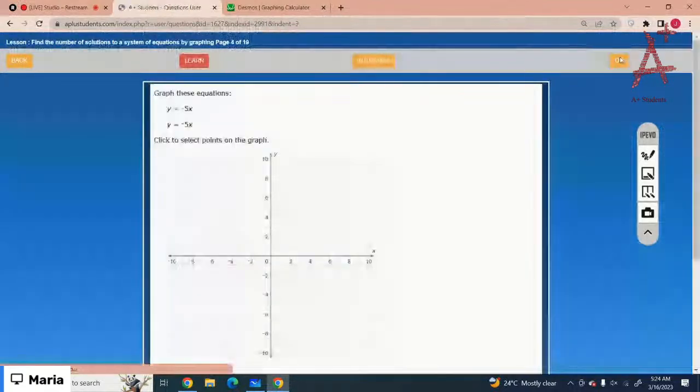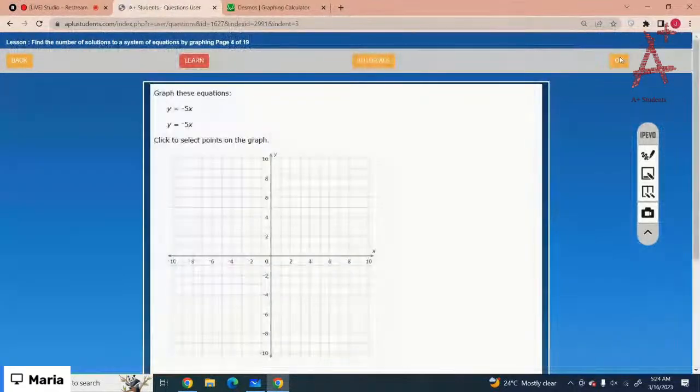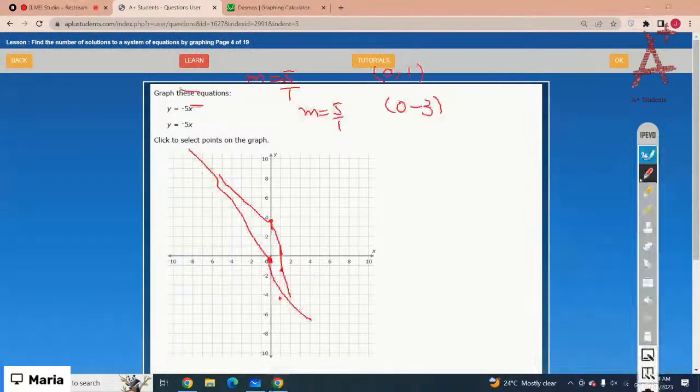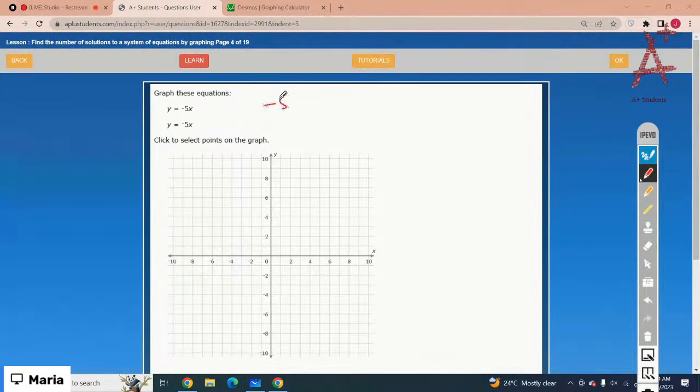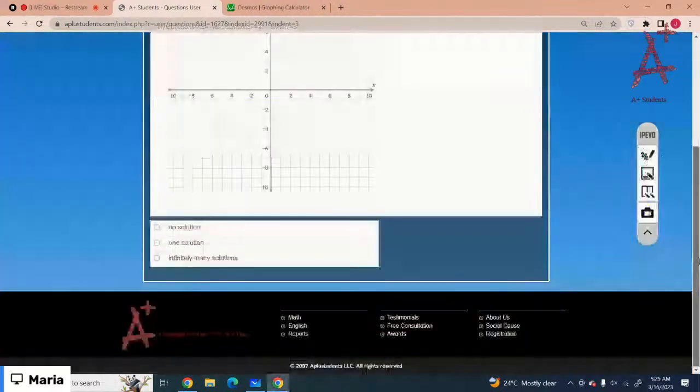Okay, just look at y equals negative 5x. That means the slope for both is negative 5, and they are from the origin 0, 0. Basically, both the equations are exactly the same. When both the equations are exactly the same, that means the system has infinitely many solutions. Got it?